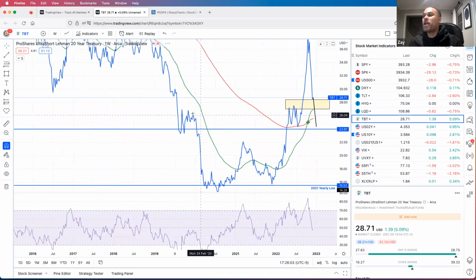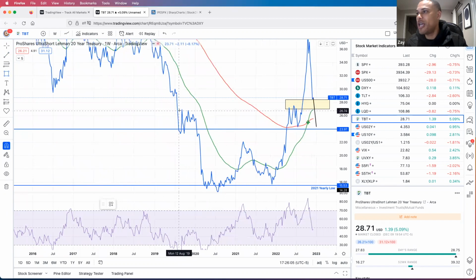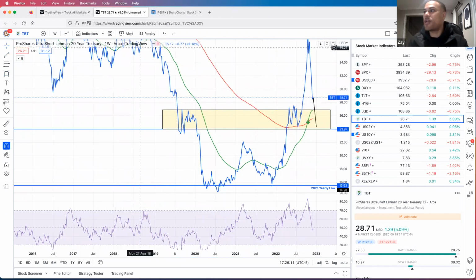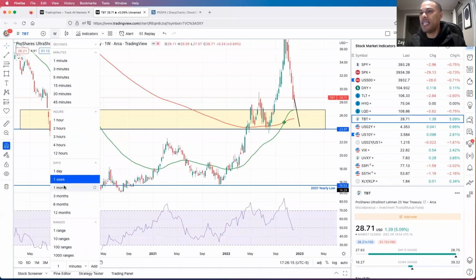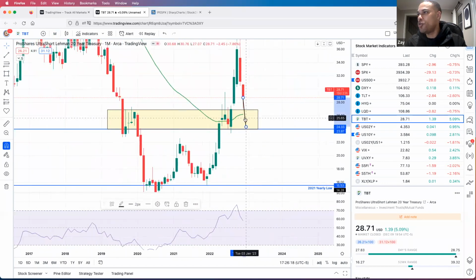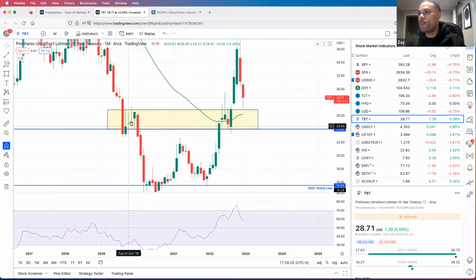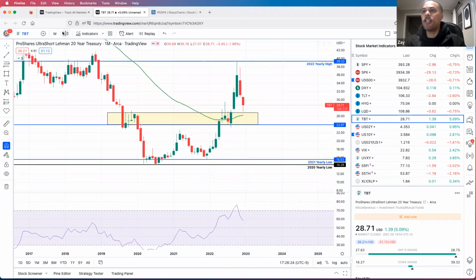Because remember, I told you there's a lot of structure in this zone, right? And I'm going to get rid of that because that's where that gap is. And ultimately, this is where you would want to see TBT come and start to form its base, and then a turnaround.